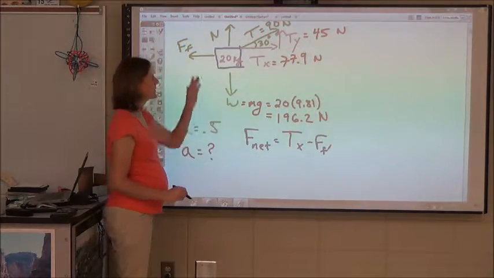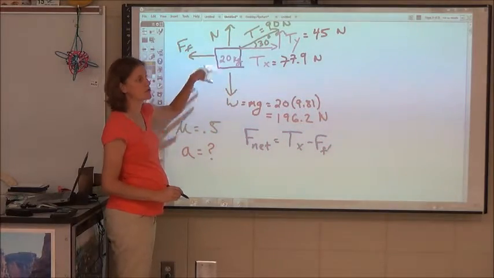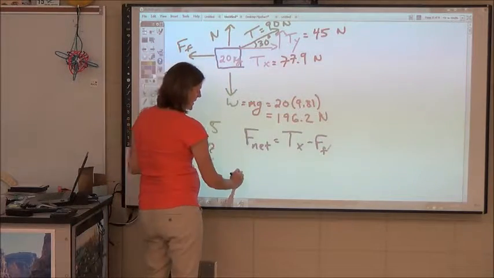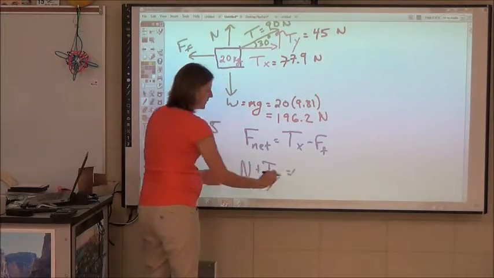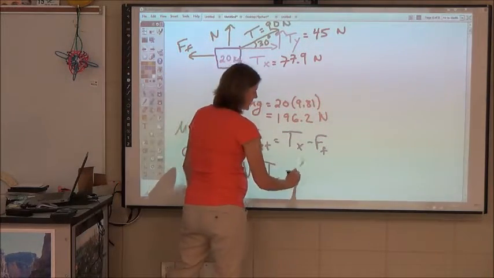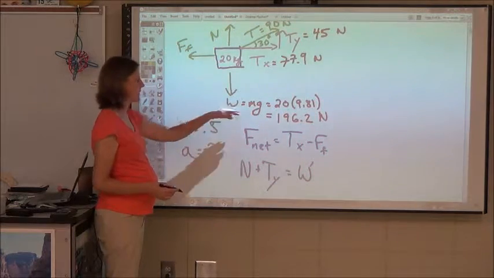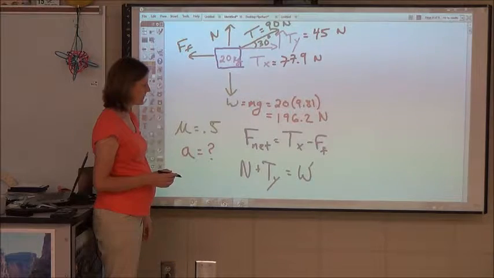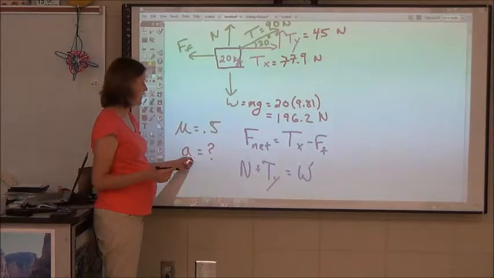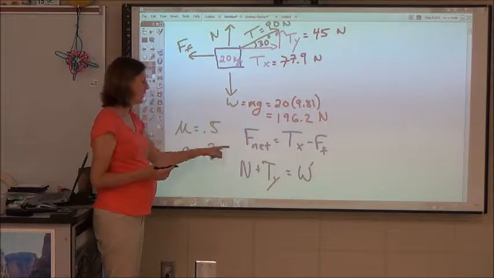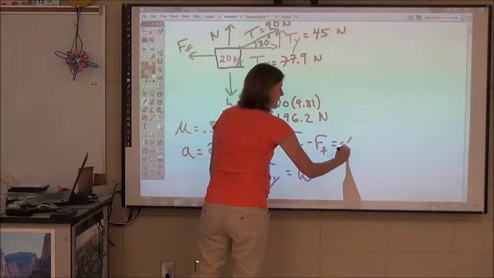I also know, as far as ups and downs, that the box is not accelerating up or down. So ups should still equal down. So I know that N plus Ty, being the ups, equal weight, which is the down. And I'm already taking into account my direction here, up is equal to down, so I'm not going to make weight negative. Now, okay, so that's helpful, but how does a come into play at all here? Well, net force, F equals ma, this equals ma.